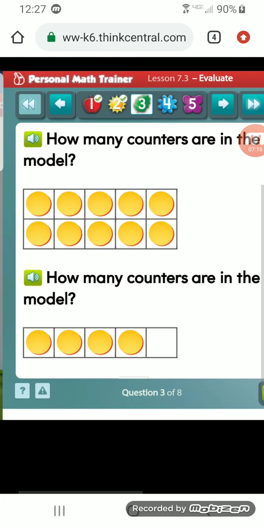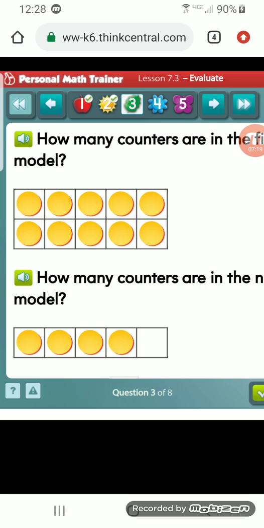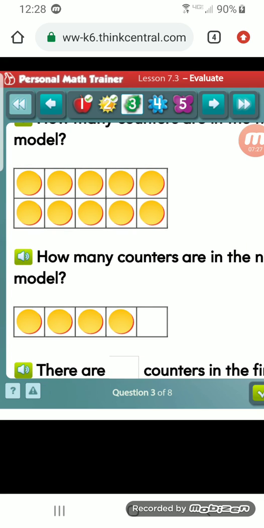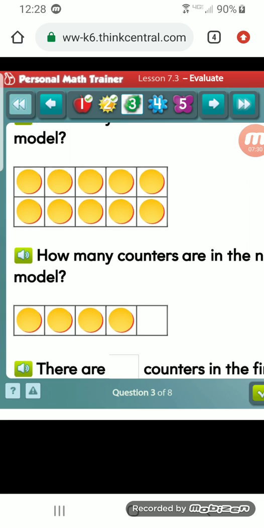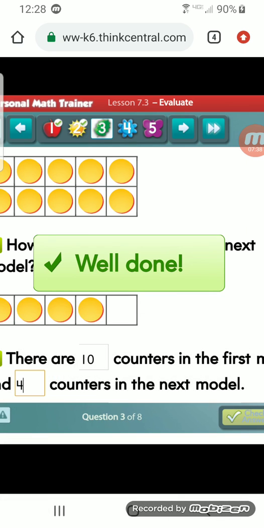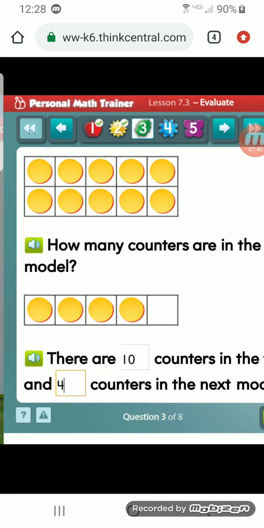How many counters are in the first model? So look at that first 10 frame. How many counters do we see? 10. And how many do we see in the second model? A group of 4. So I'm going to type 10 and 4. Well done! We have a group of 10 and a group of 4. How many does that make all together? That's right, it makes the number 14.